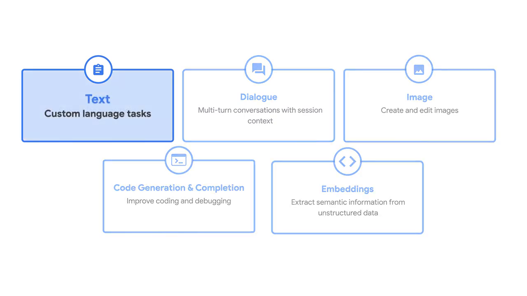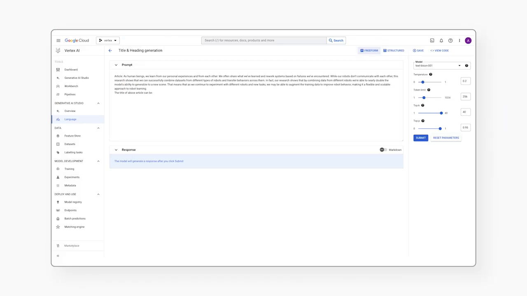Let's start with text, which allows you to perform natural language tasks with zero and few shot prompting. Our gallery of prompts gets you started with tasks such as summarization, entity and information extraction, idea generation, all in a place for you to experiment with your own prompts in the studio. Let's take a look at an example to get you started.